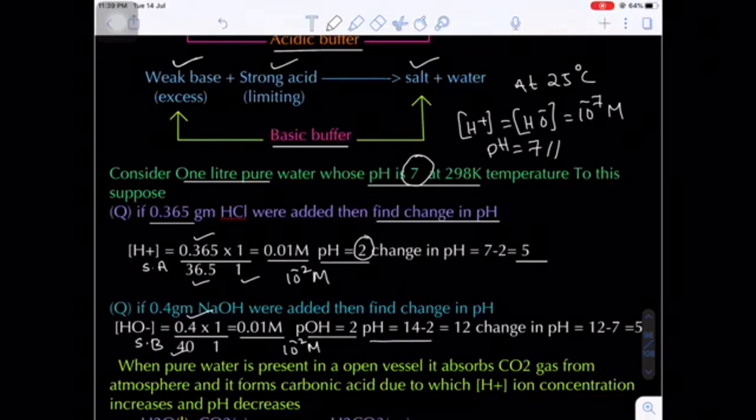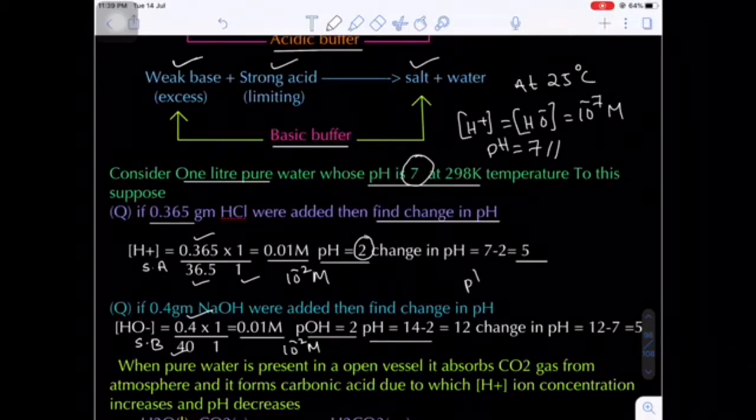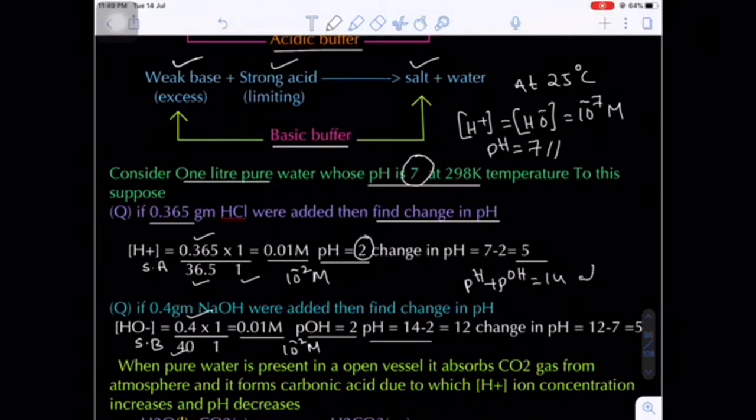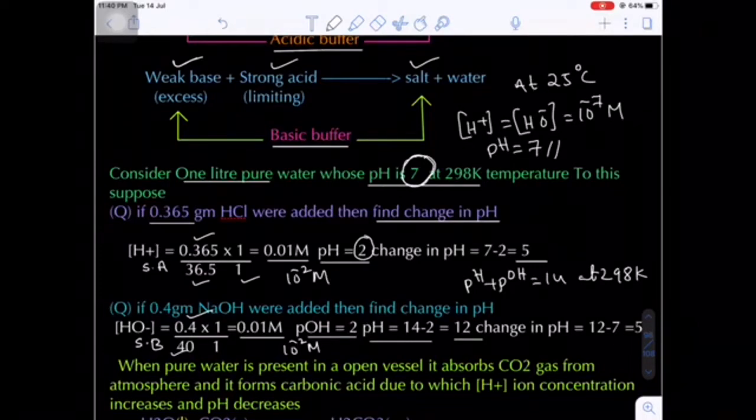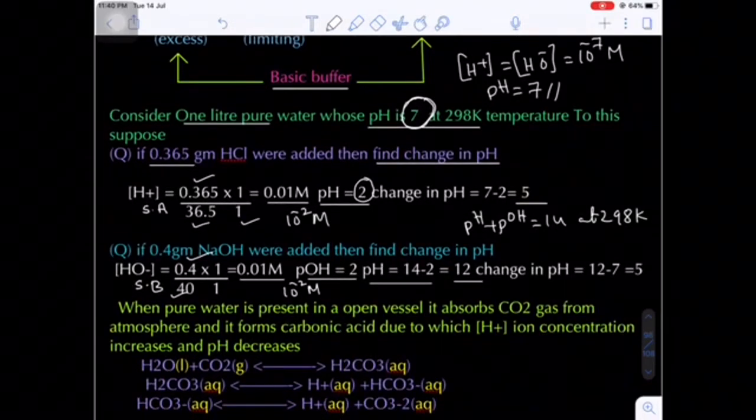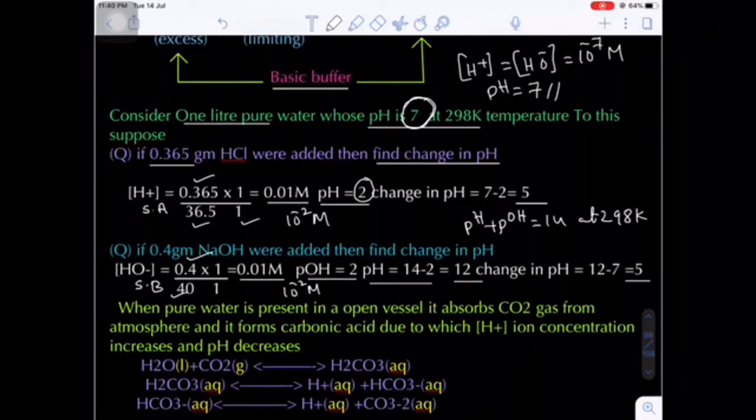Now in this case, we have OH minus ion concentration. So that's why we are calculating the pOH. After getting the pOH, we know the sum of pH plus pOH will be equal to 14 at room temperature. According to this equation, we can find the pH, that is 14 minus 2, that is 12. Actually, what is the initial pH of pure water at room temperature? 7. Now we have how much? 12. What is the difference here? 5.